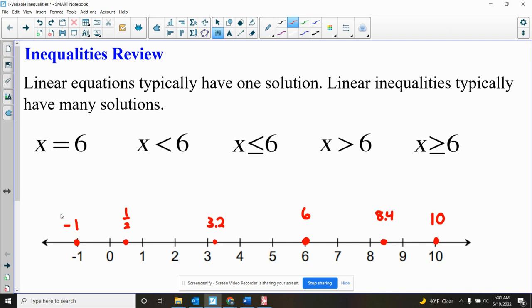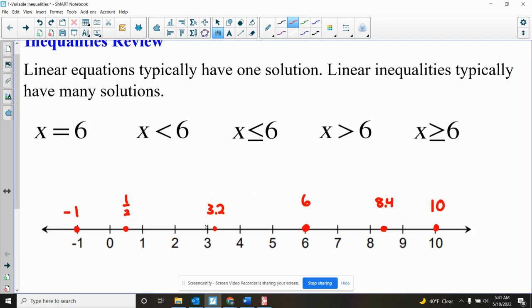Here's what I mean. I made a little number line here, and I picked out just a few numbers. There's nothing super special about these. I picked them basically kind of at random. We're going to take a look at these options one at a time and see which of these red numbers solve those equations or inequalities.